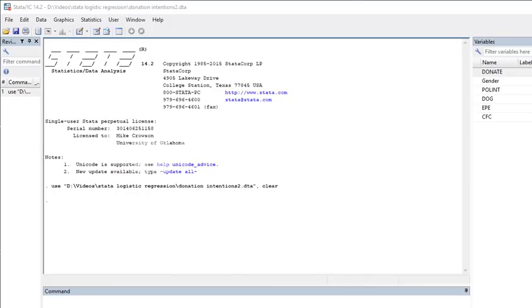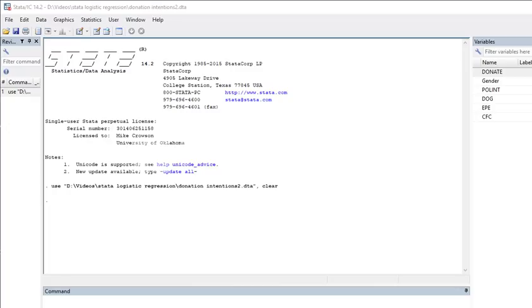In this video, I'm going to demonstrate the use of the Stata program in carrying out a binary logistic regression. Binary logistic regression is carried out in those cases where you have a dependent variable that is dichotomous, with the levels representing group membership. The basic idea is that you are attempting to predict group membership as a function of a set of predictor variables.